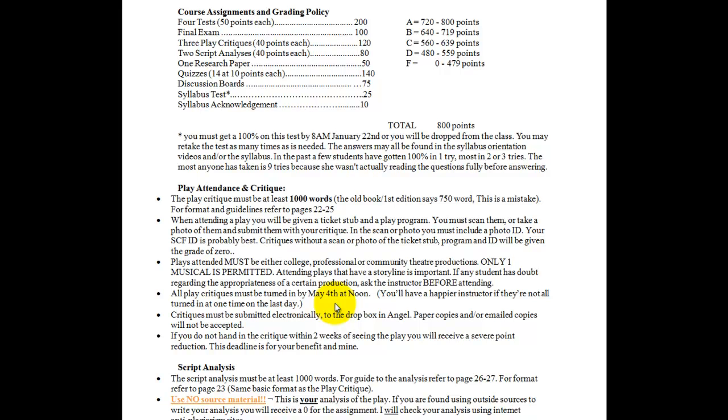If you do not hand in the critique within 2 weeks of seeing the play, you will receive a severe point reduction. This deadline is to make it easier for you. It's also to help spread the critiques out throughout the semester, but it is much easier to write the critique if it's fresh in your mind.